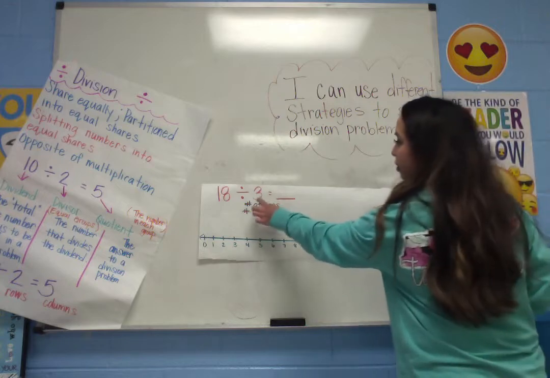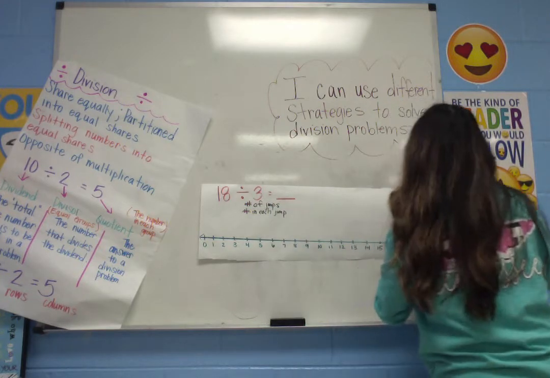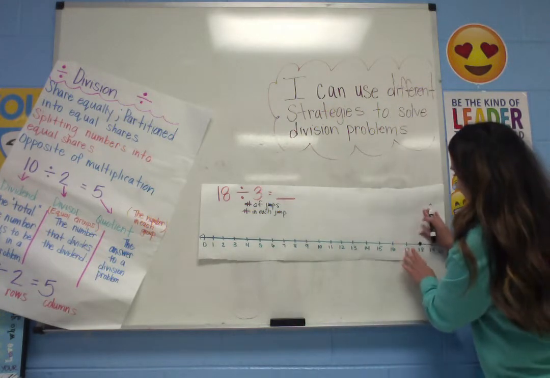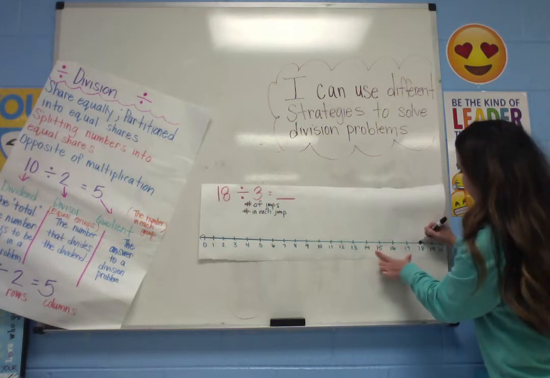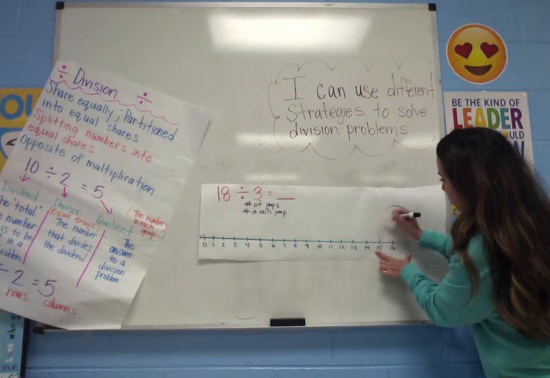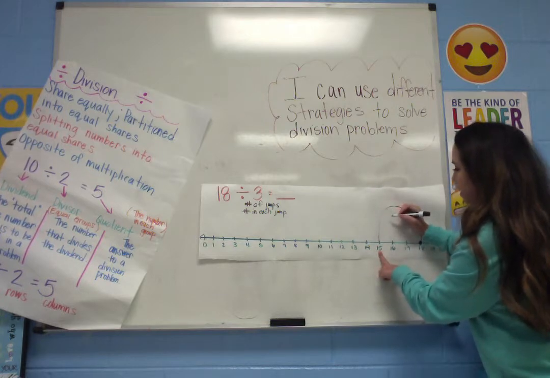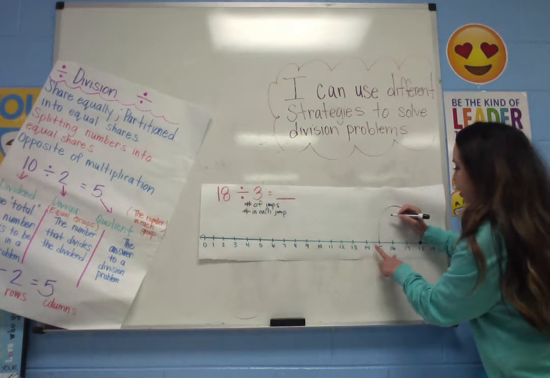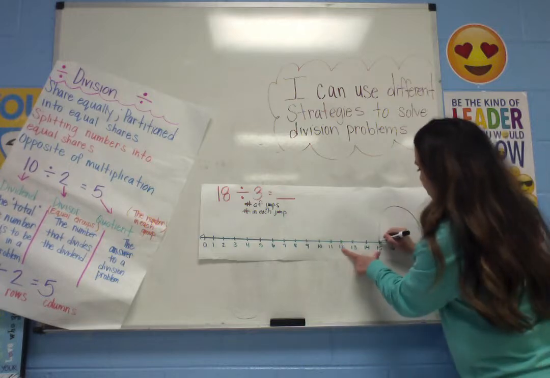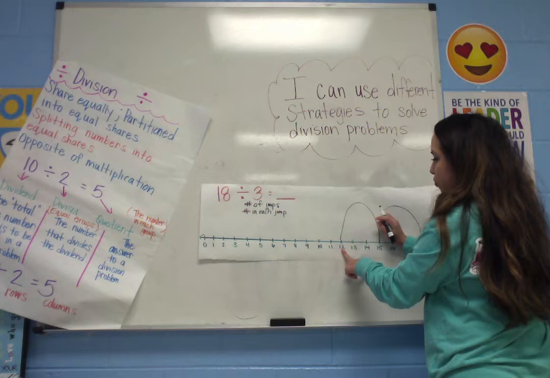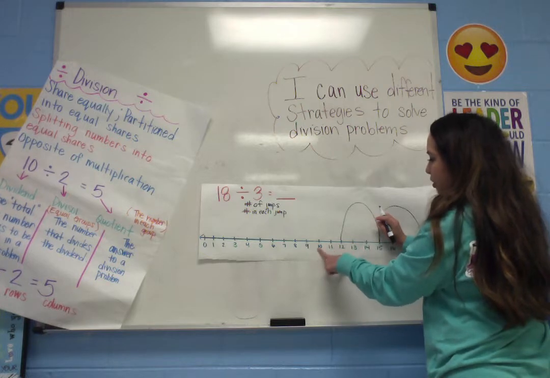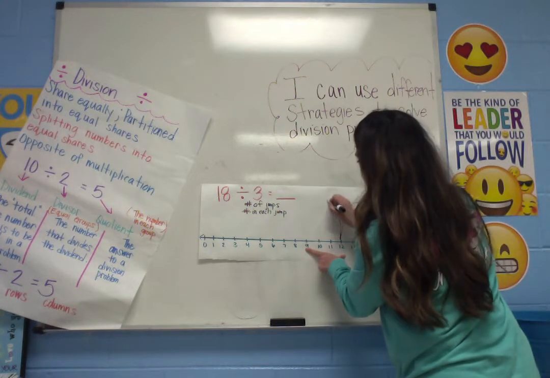All right, so 3 represents skip counting by 3s. So 18, count back 3. 1, 2, 3. Now I'm at 15. Let me do my hop. All right, from 15, I'm going to count back by 3s. 1, 2, 3. Now I'm at 12. Same thing. Start at 12, count back 3. 1, 2, 3. I'm at 9.